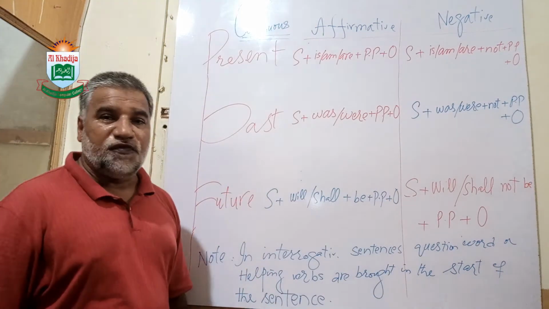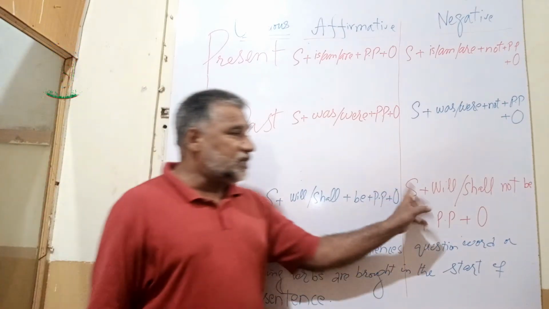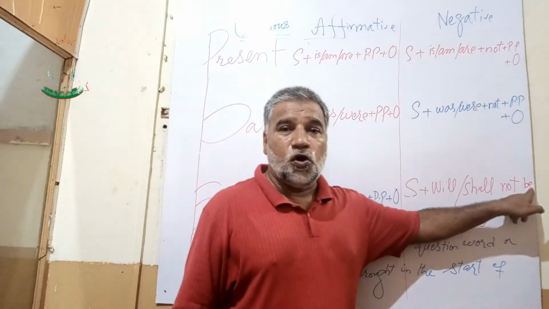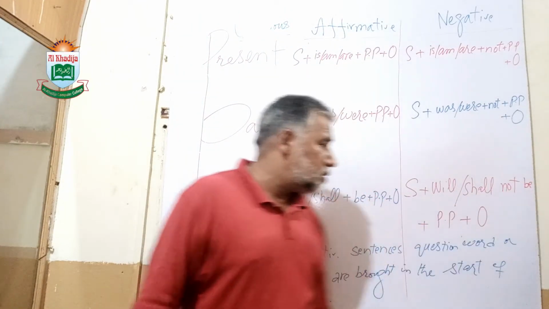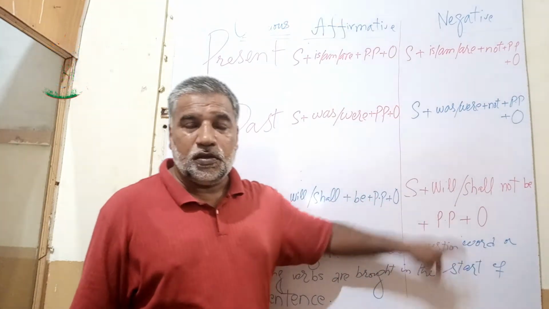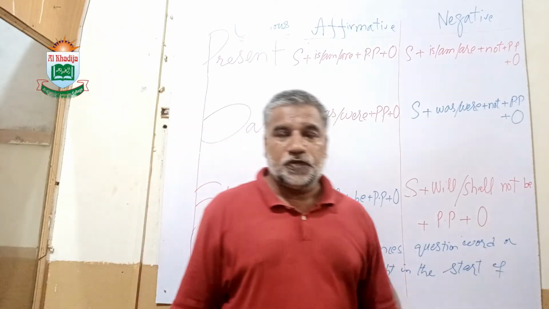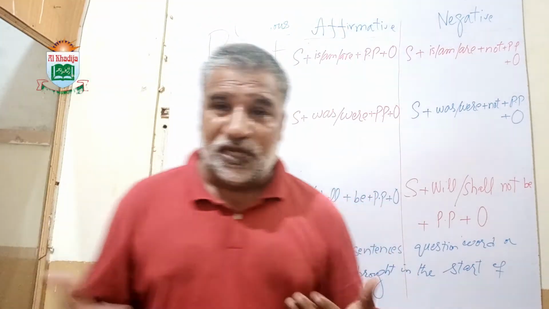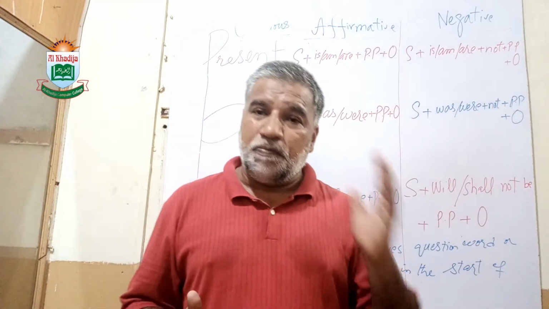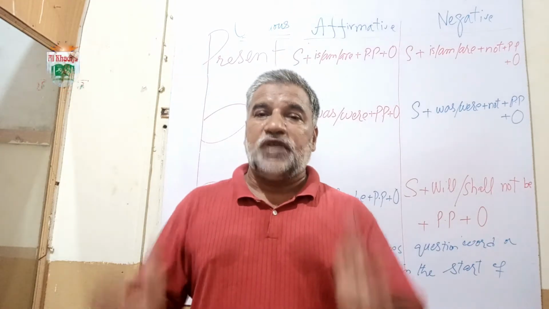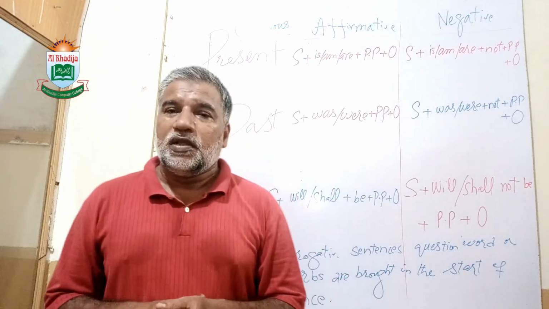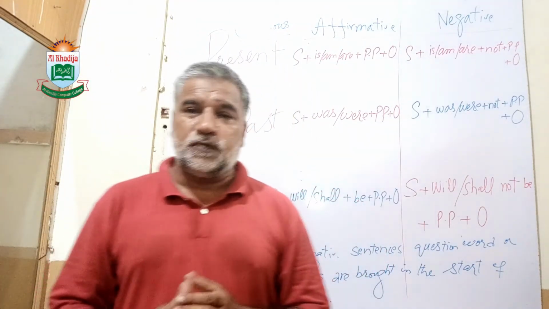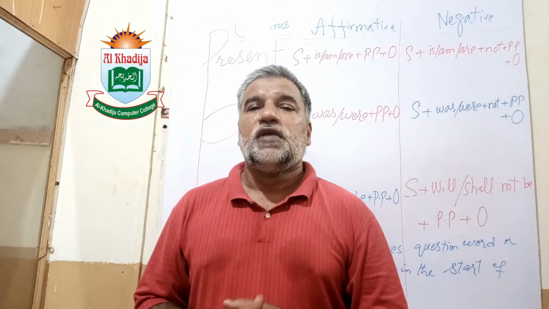So this is future continuous. And now future continuous negative: subject plus will or shall plus not plus be plus present participle plus object. So these are the general formations of the continuous sentences in present, in past or in future. So today we discuss the second branch of these tenses, that is continuous. So we discuss the present continuous, past continuous and future continuous.